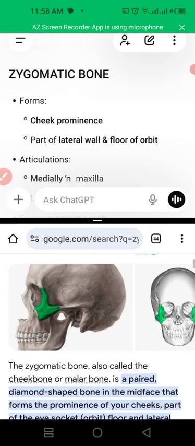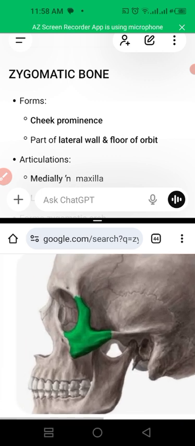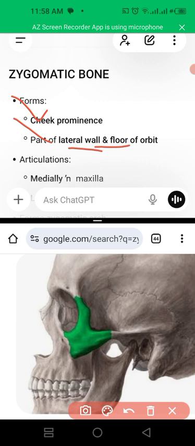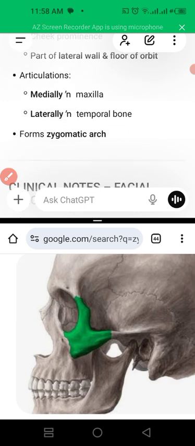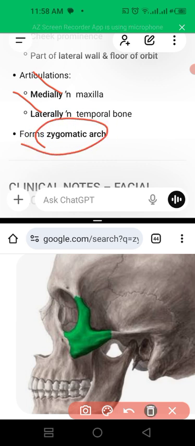As you can see here in this image, the zygomatic bone forms the cheek eminence, and it is part of the lateral wall and floor of the orbit. Its articulation is medially with the maxilla, laterally with the temporal bone, and it forms the zygomatic arch.